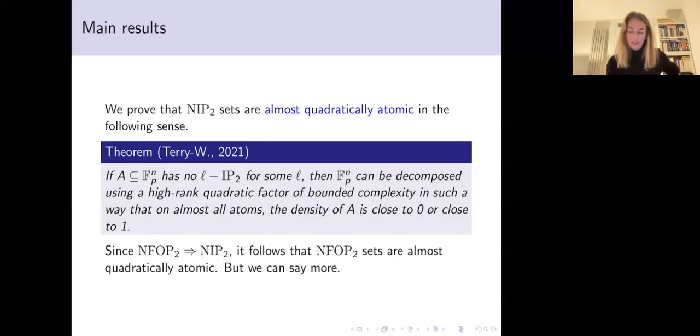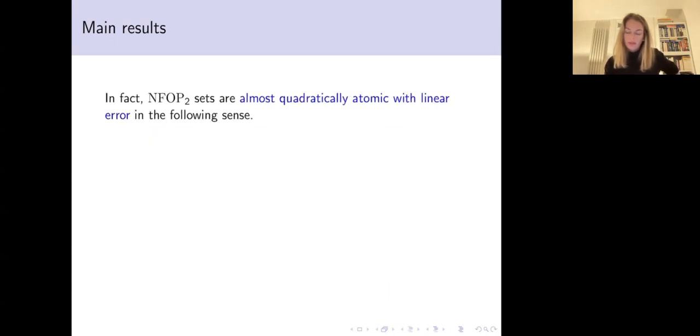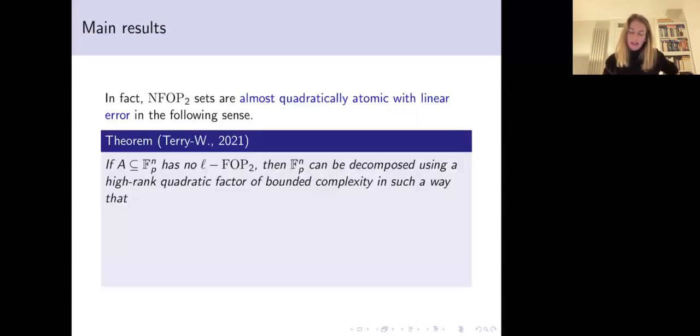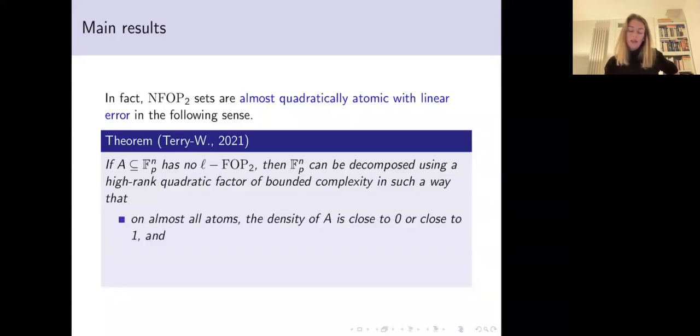But in fact, we can say more for sets that lack FOP2 instead of just IP2. Now, what could more mean? Because we already said not having FOP2 cannot imply that you are perfectly quadratically atomic. What we prove is the following. We proved that NFOP2 sets are almost quadratically atomic with linear error, namely in the following sense. I can decompose F_p^n using a high rank quadratic factor of bounded complexity in such a way that on almost all of the atoms, the density of A is close to 0 or close to 1, which is what we had before for NIP2 sets.